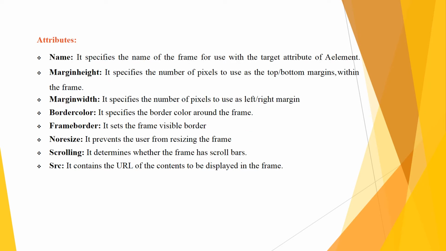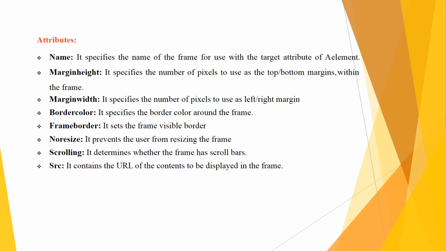Let us see the attributes for this frame tag. First one is name. It specifies the name of the frame for use with the target attribute of an element. We are just giving a name to that frame. Margin height is the margin at the top and bottom within the frame. Margin width, border color, and frame border, whether we have to display a border or not.